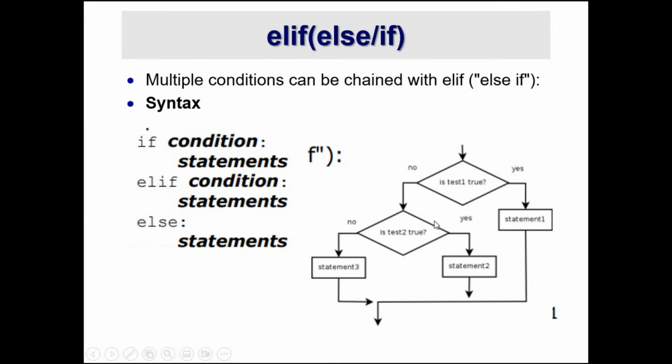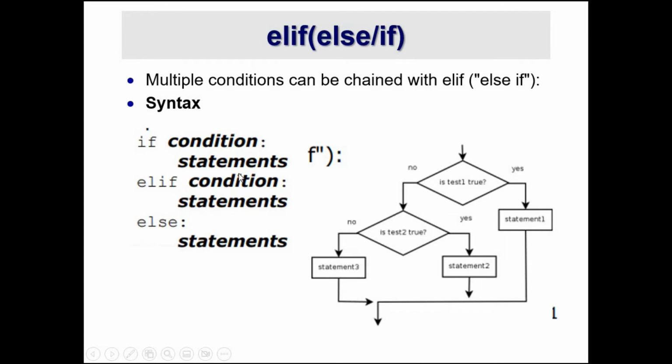Now we are moving to another concept, which is nested if else, or multiple conditions can be changed with else if. So we have if, then we have else, and in Python we have another condition which is else if. So why do we use them? Because multiple conditions can be chained with each other by using this else if condition. What is the syntax?